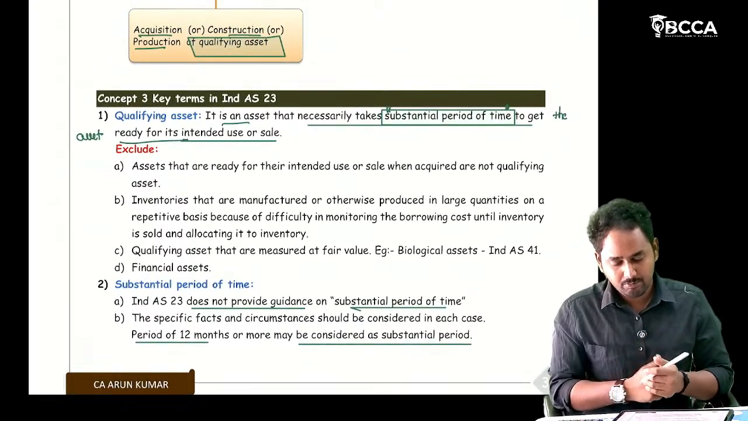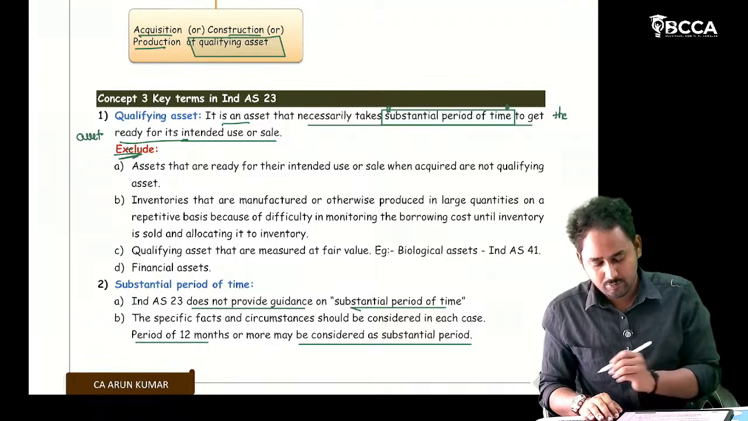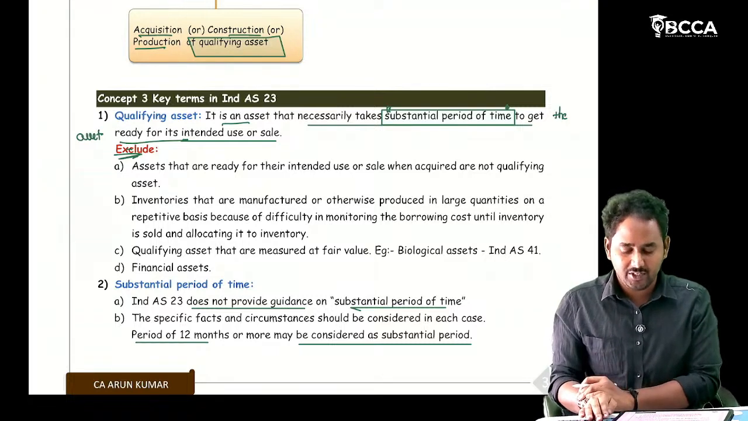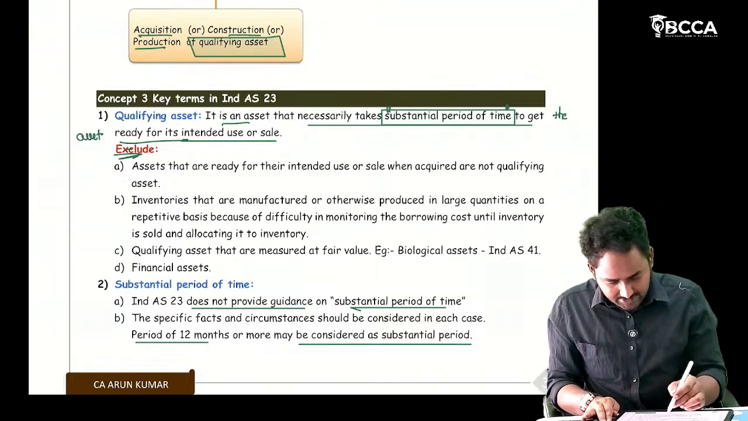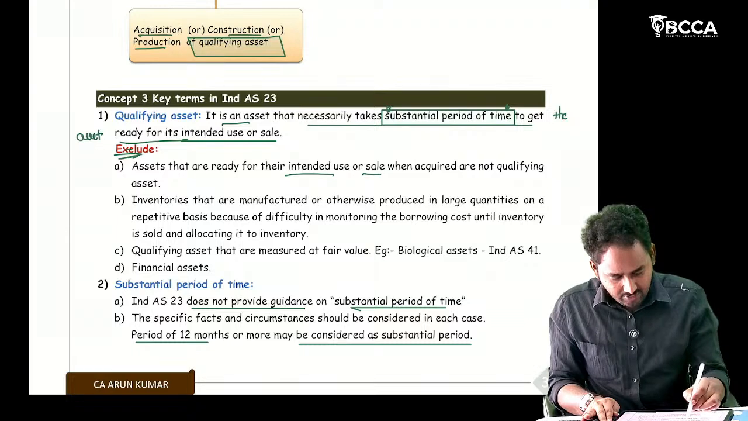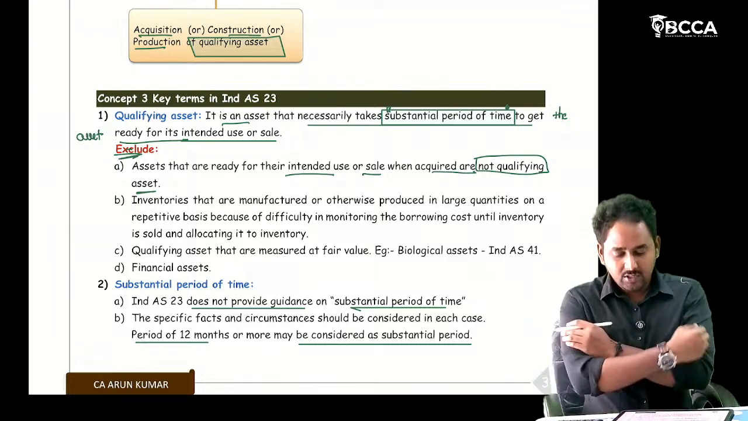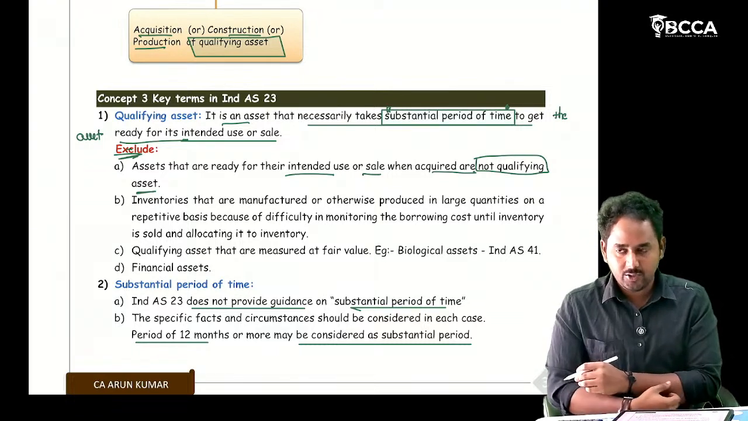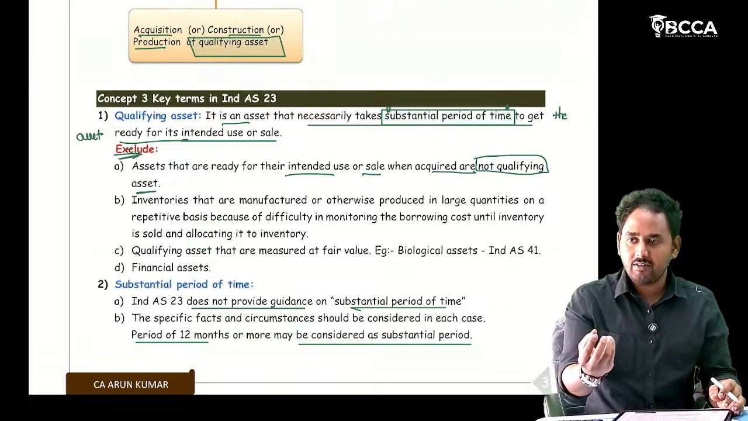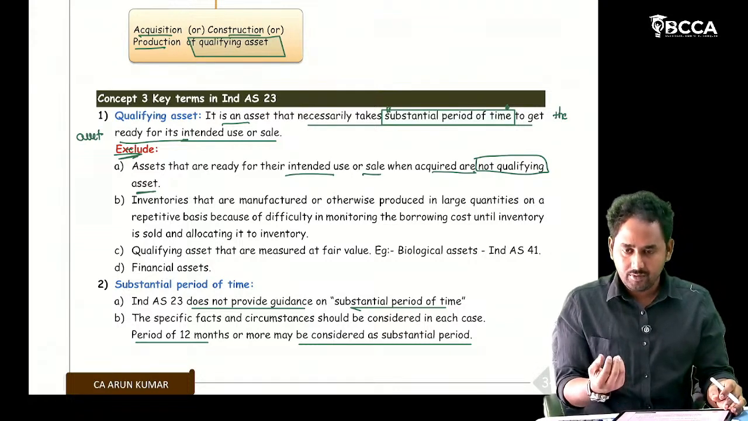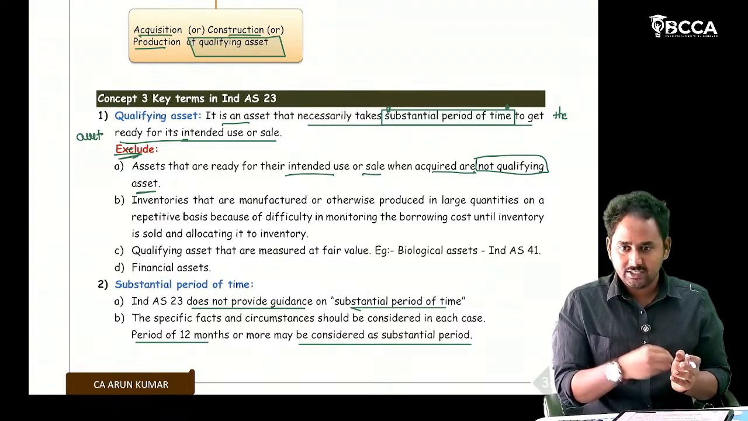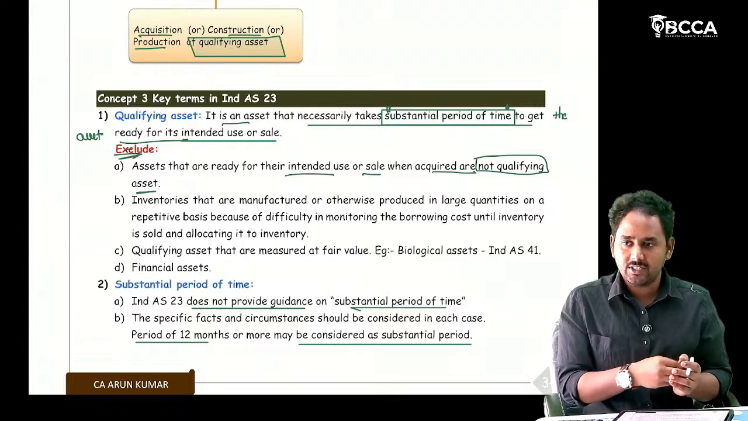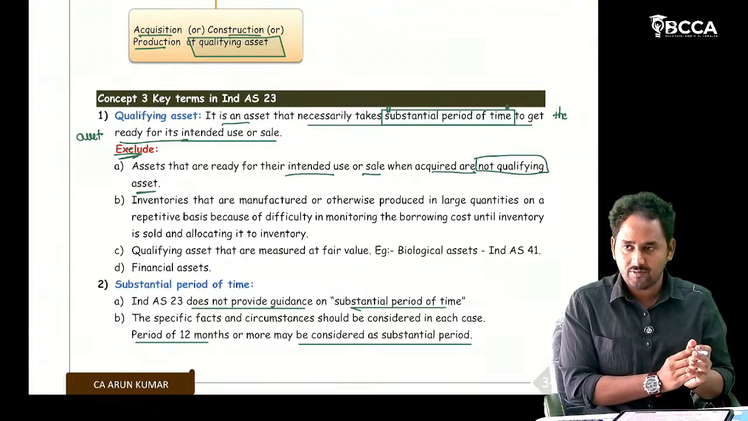So what are the assets that are excluded from the definition of qualifying asset, even though they satisfy the definition? Assets that are ready for their intended use or sale when acquired are not qualifying assets. For example, I have purchased an asset today and I can use this asset in my business from today itself. Then it is not called a qualifying asset.